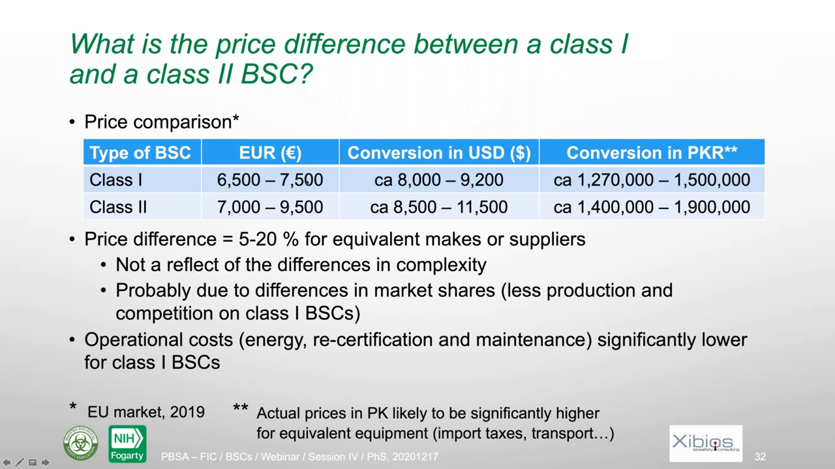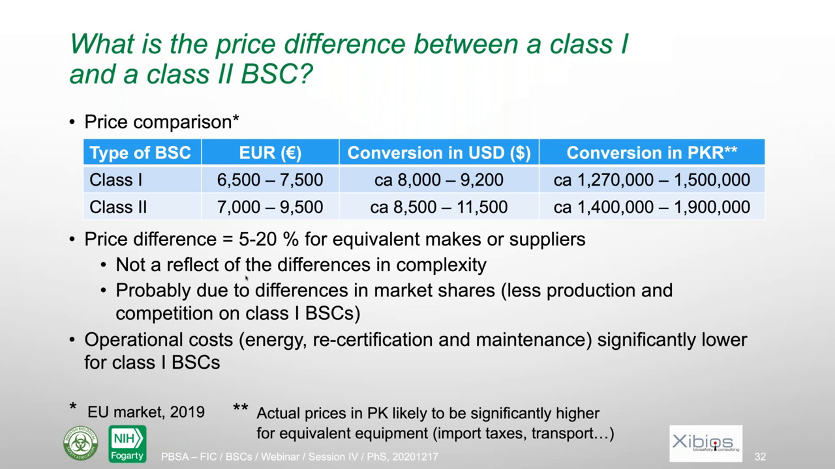So the most expensive class 1 biosafety cabinet will be slightly more expensive than the less expensive class 2. I translated that into Pakistan rupees for your convenience, but you see that overlap. So clearly the price difference for equipment makers and suppliers is between 5 and 20%. That's not enough. It does not reflect the difference in complexity of both types of equipment. And that's probably due to the difference in market share.